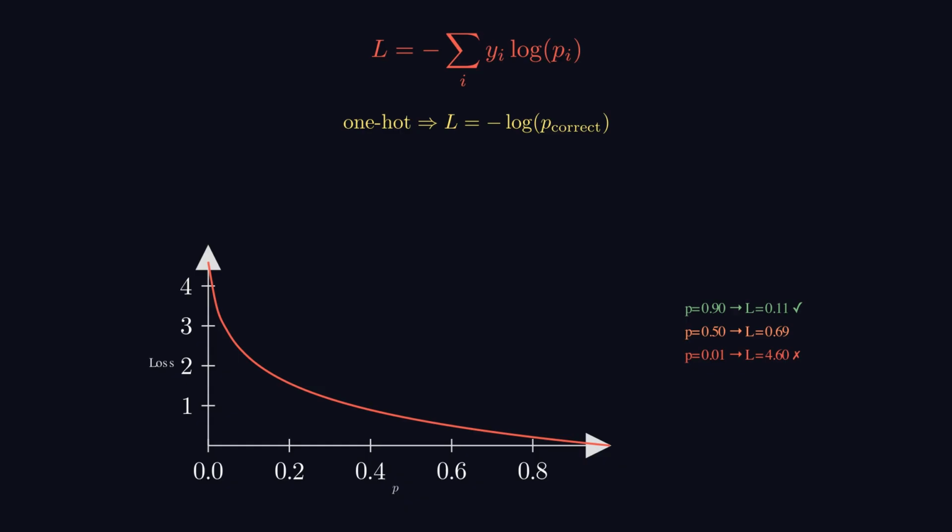answer. If the model gave 90% to the right word, loss is minus log of 0.9, which is 0.105, low loss. If it gave 1%, loss is minus log of 0.01, which is 4.6, huge loss. If it gave essentially 0, the loss approaches infinity.